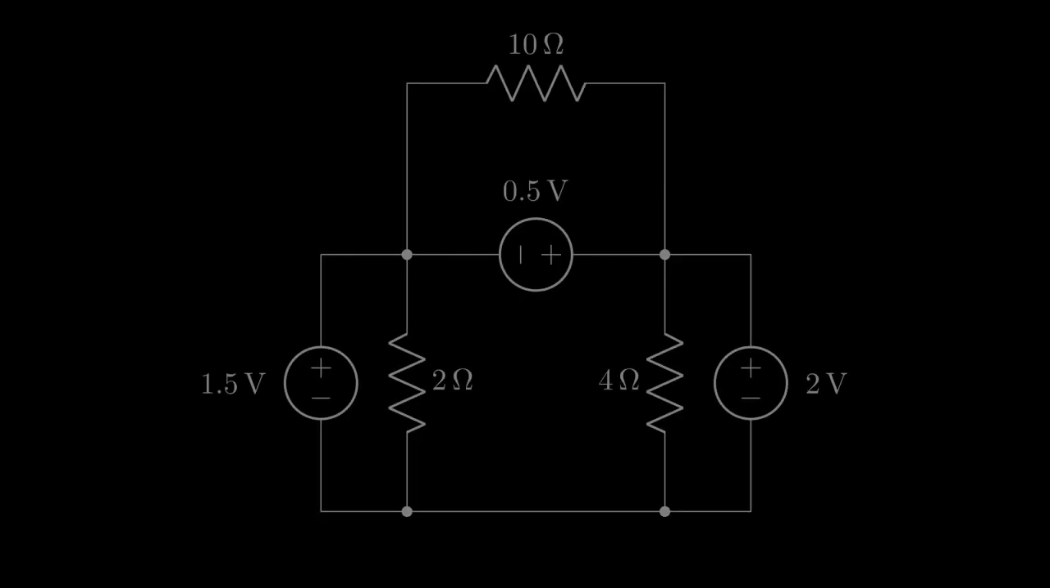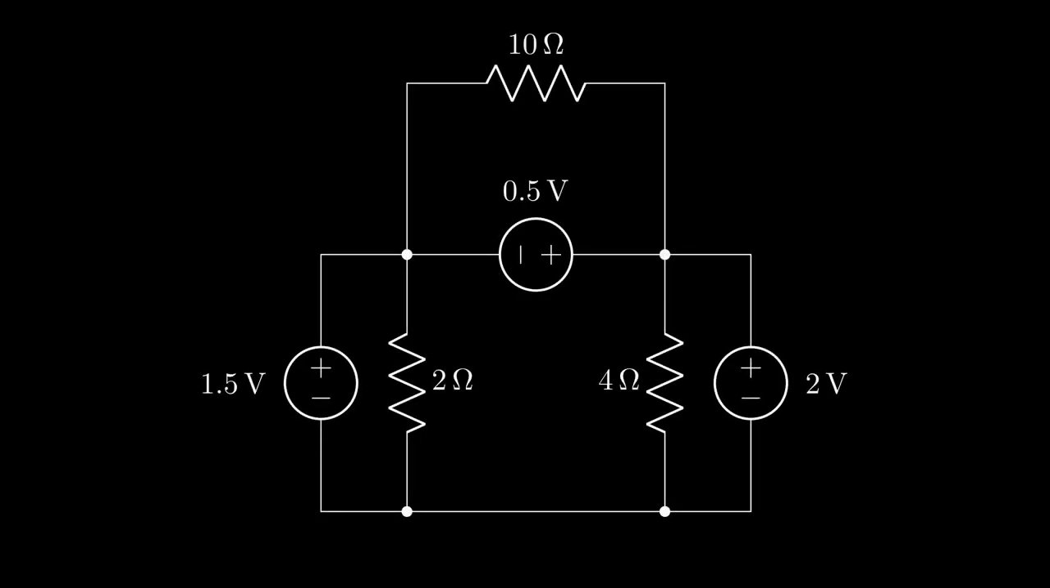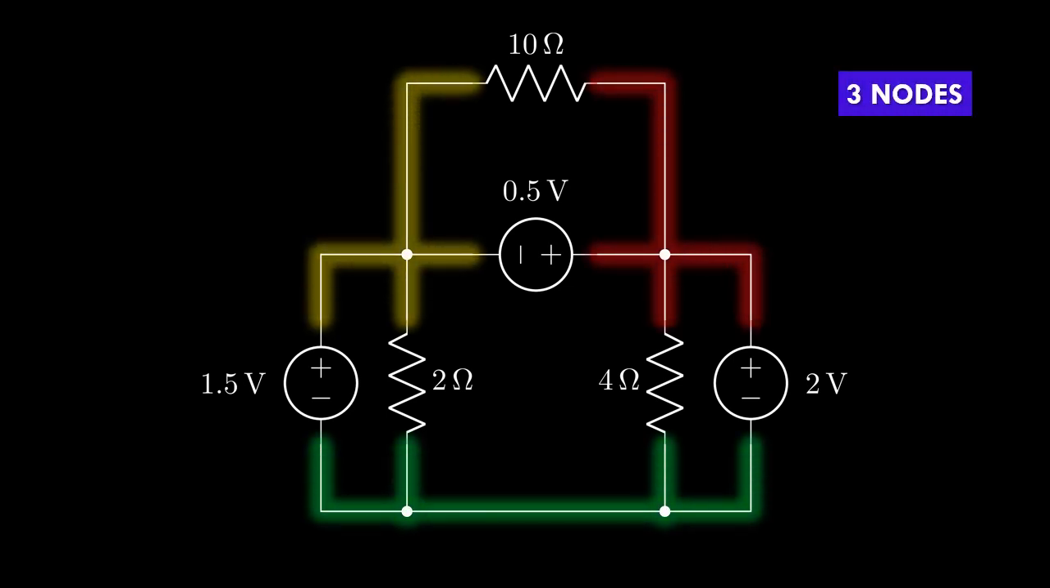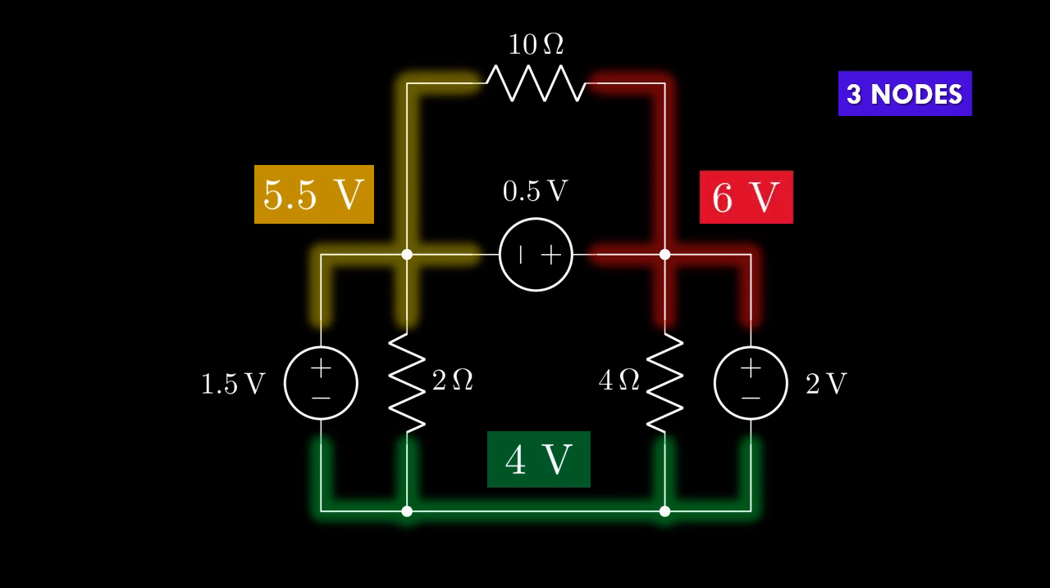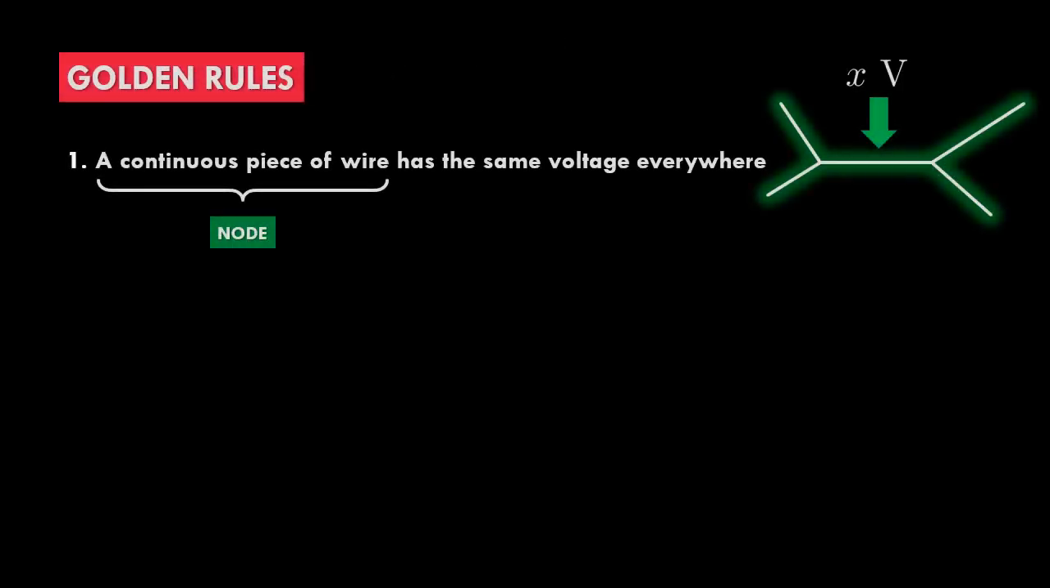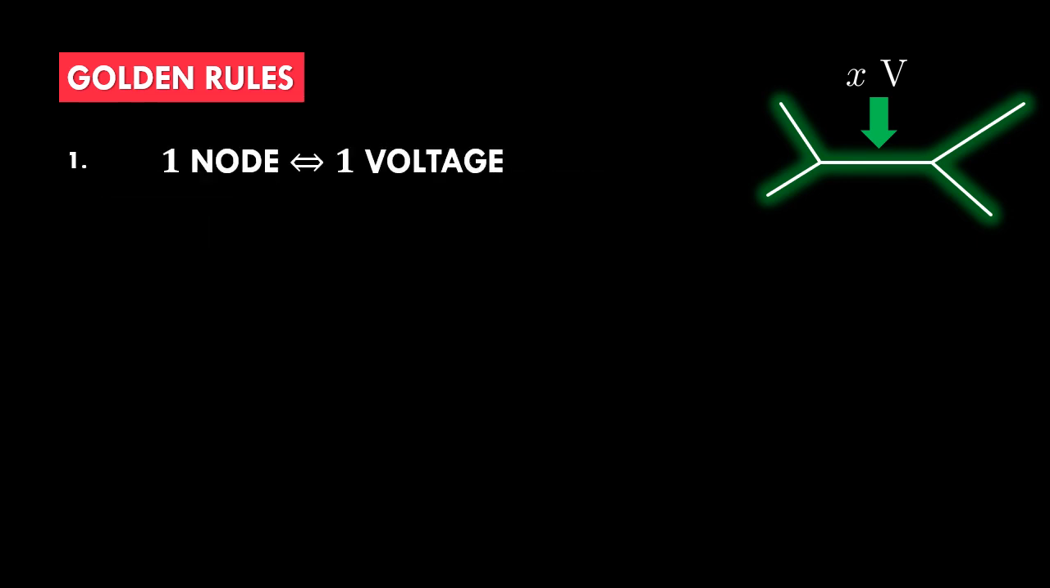Let's see another example. See if you can tell how many nodes this circuit contains. This circuit has 3 nodes, that is 3 continuous pieces of wires, and each of these nodes will have different voltages. For example, this bottom node might have 4 volts everywhere, and the other nodes will also have some other values of voltages associated with them. So I like to call the first rule the one node, one voltage rule. Every node will have exactly one voltage associated with it.